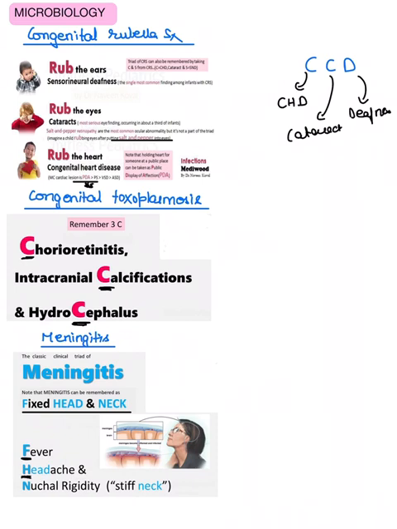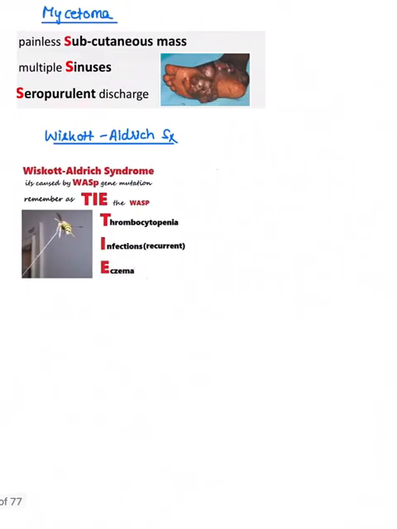So you can remember fever, headache, and nuchal rigidity, that is neck stiffness. Okay. Now coming on to the mycetoma. You know that mycetoma is caused due to actinomycetoma. Okay, so there are 3 S's. What are they? Sulfur granules, swollen and discharging sinus.